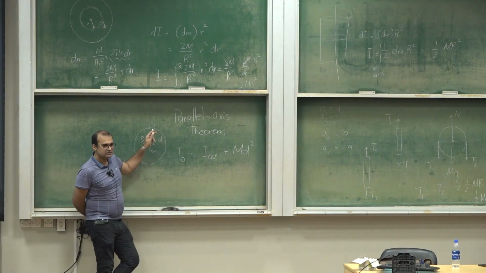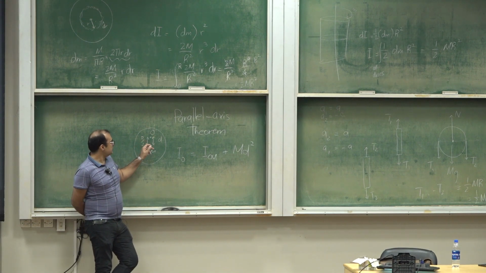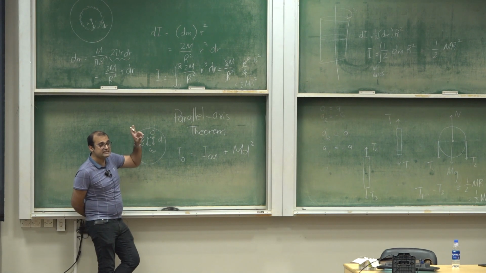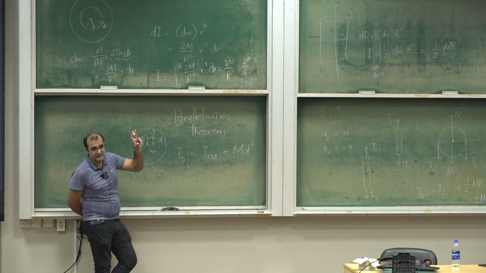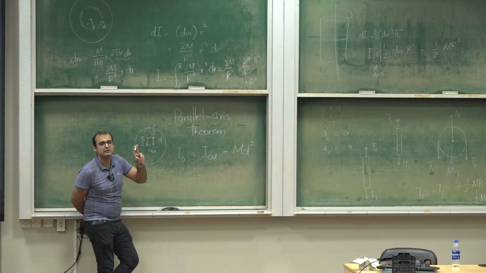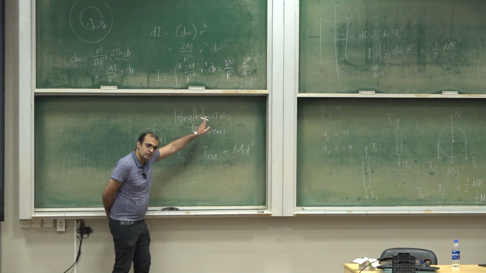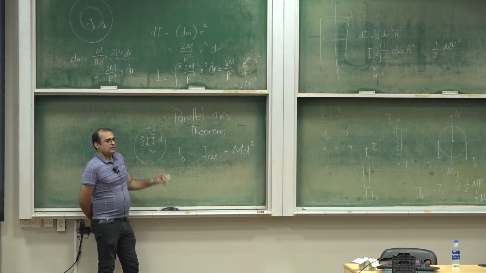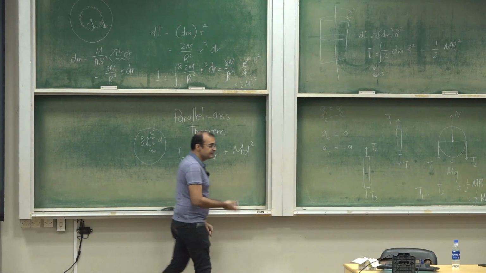Total mass of the object, and the moment of inertia about the center of mass plus the total mass times d square. D is the perpendicular distance between the two axes. The two axes need to be parallel, hence the name parallel axis theorem. Okay, right? Let's see where this comes from.